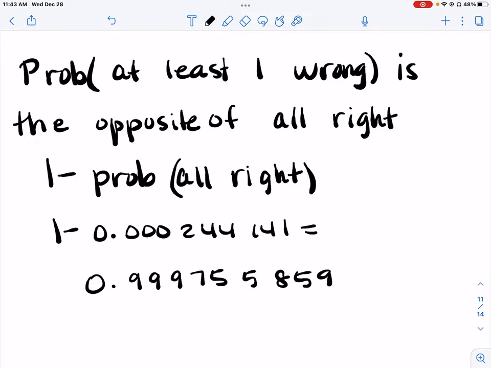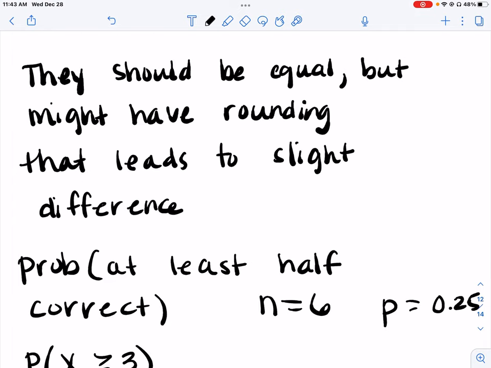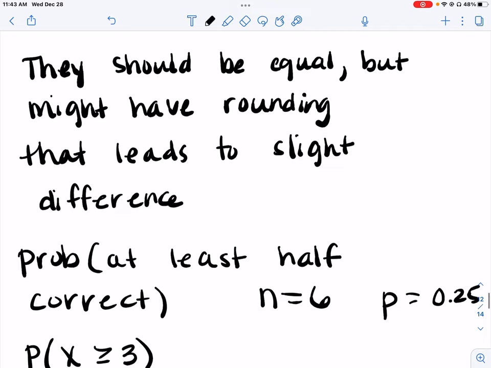The probability of at least 1 wrong is the opposite of all correct. So you do 1 minus the probability that they were all correct, which we found in a previous example. Now when you do two things different ways, they should be equal, but they might have a rounding difference.